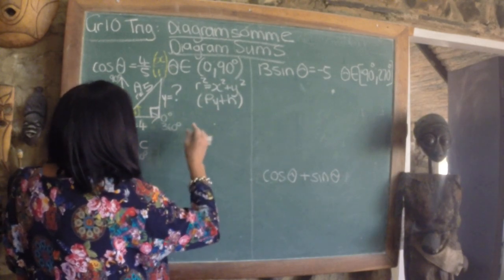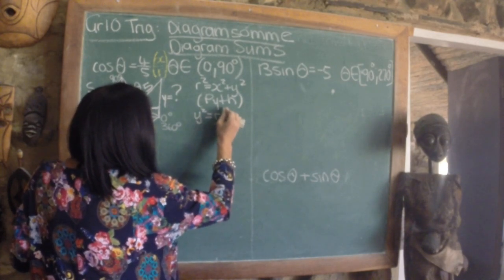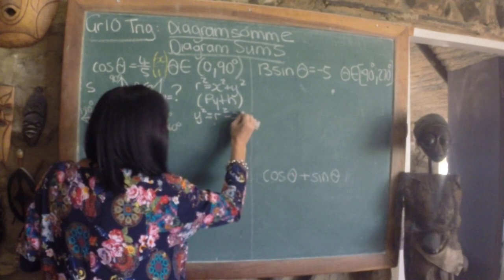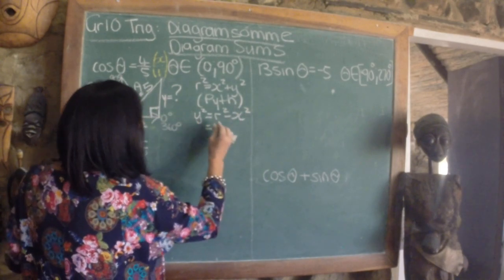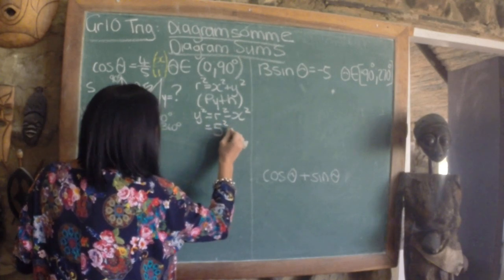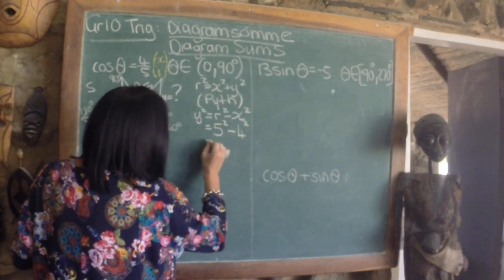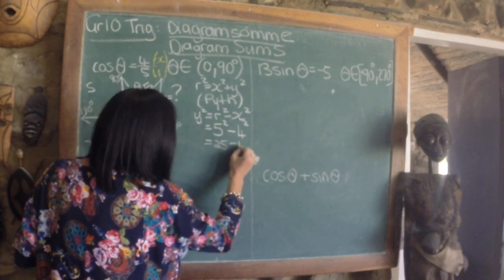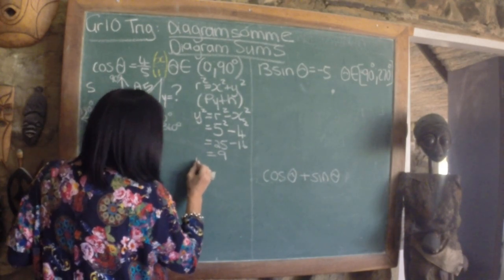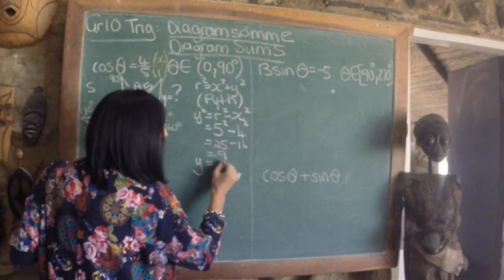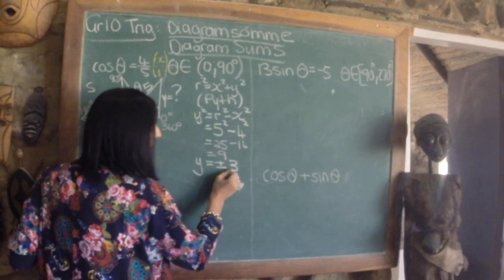En dan kan ek sê, okay, I need y square. So I'm going to make y the subject. So ek het r kwadraat minus x kwadraat. And now I'm going to substitute. R is 5 kwadraat minus en x is 4 kwadraat. Dit gee vir my 25 minus 16 en dit gee vir my 9, maar onthou, dis y kwadraat. So y kan nou wees die vierkantswortel van 9, so dit is plus of minus 3.